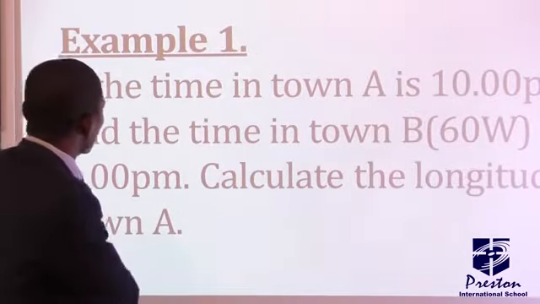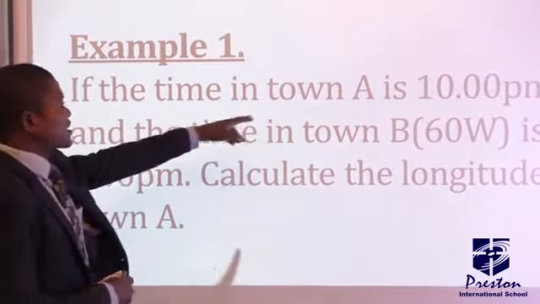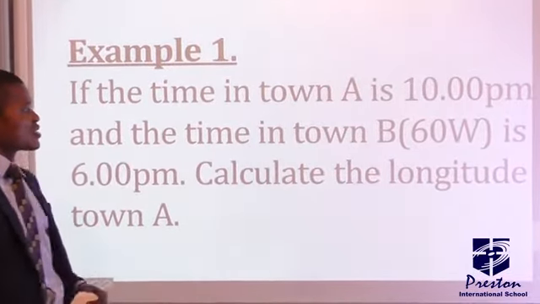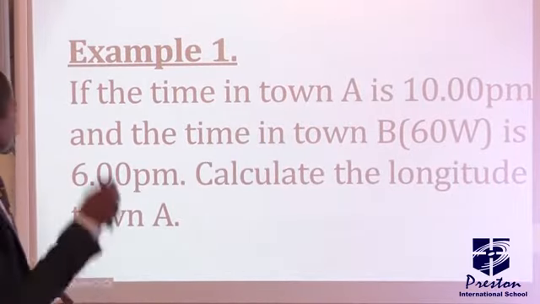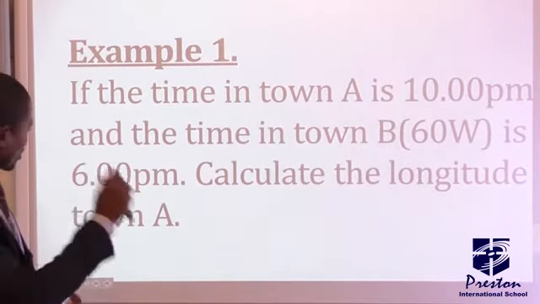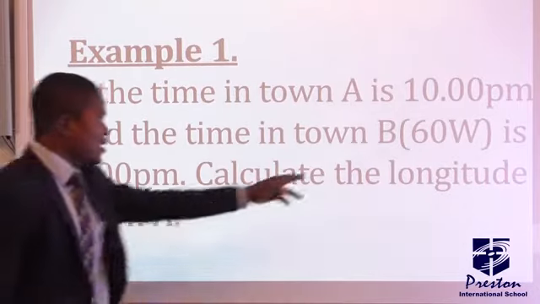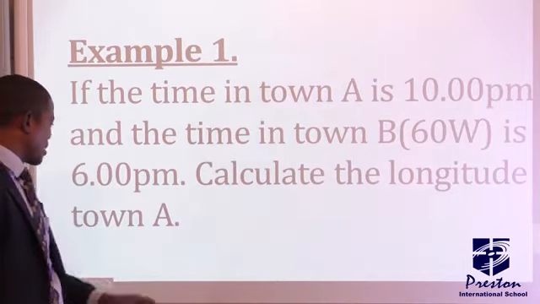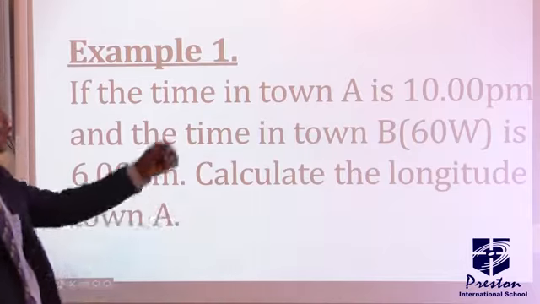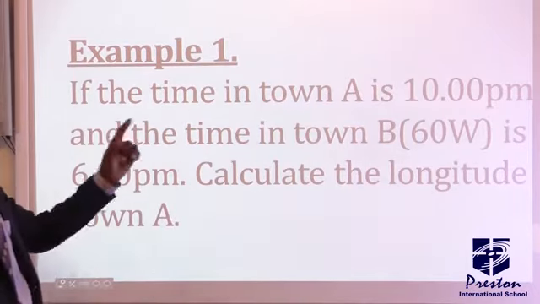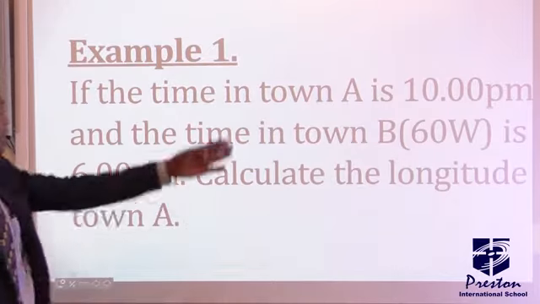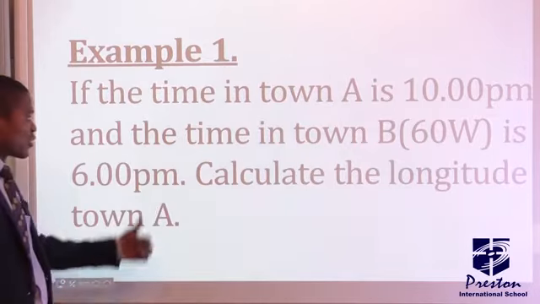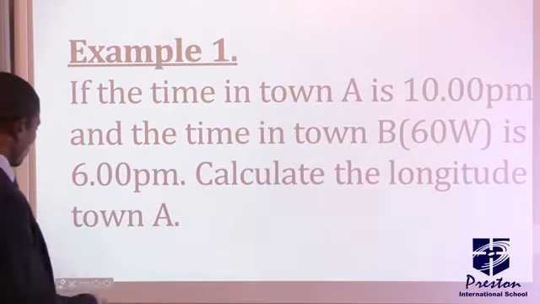Let's look at question 1. If the time in town A is 10 p.m. and the time in town B, 60 degrees west, is 6 p.m., calculate the longitude of town A. You can see only the longitude of town B was given. That of A was not given. The time of A is 10 p.m. and that of B is 6 p.m. For you to locate these places, you have to look at the earlier time. Which one is earlier, 10 p.m. or 6 p.m.? Since they are on the same day, the earlier time is 6 p.m. Therefore, town B is going to be the first one. Let's go to the calculation proper.